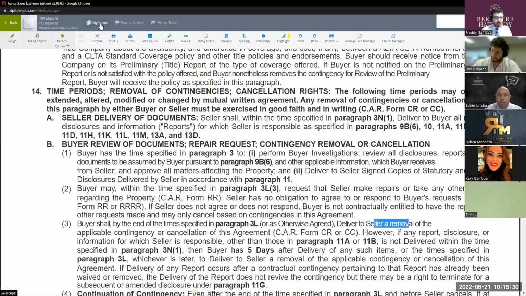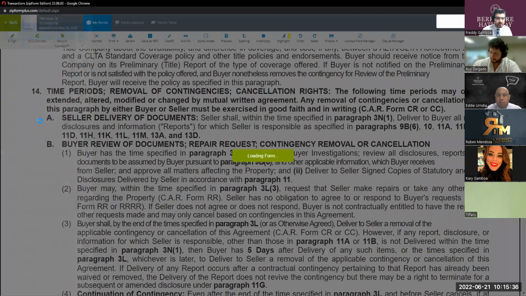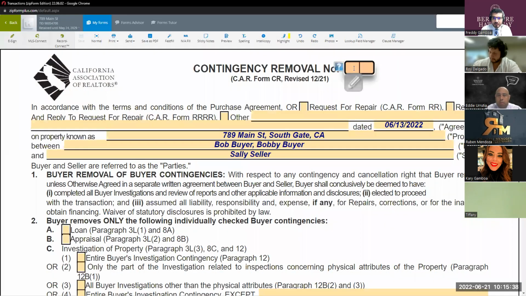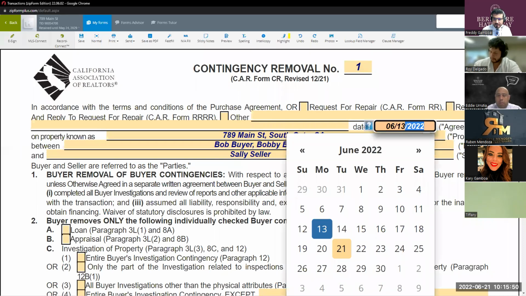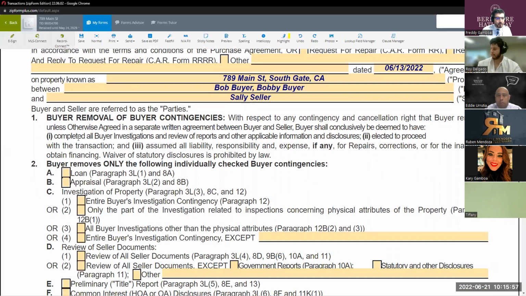Okay, so now let's go back to our contingency removal, number 1. This is going to be followed by your purchase agreement or request for repairs, on the property, the date of the offer, the property address, between the buyer and the sellers. So again, number 1, buyer's removal of buyer's contingencies.